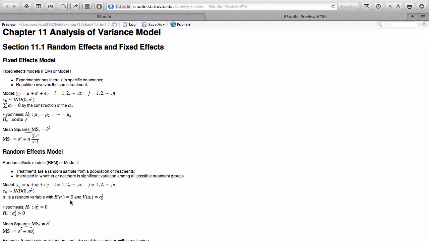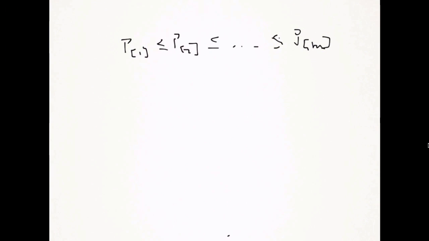Now later on, we're going to show that we get a mean square for error, and we get a mean square for A. That's an A. Well, it's not a very good A.